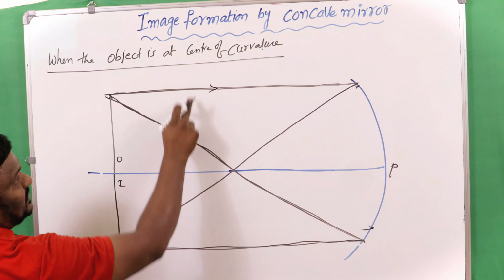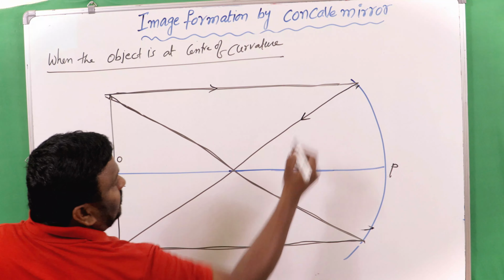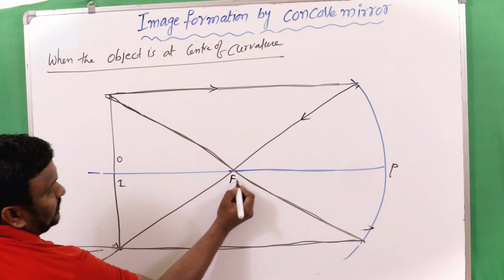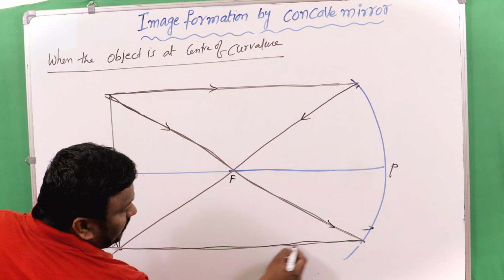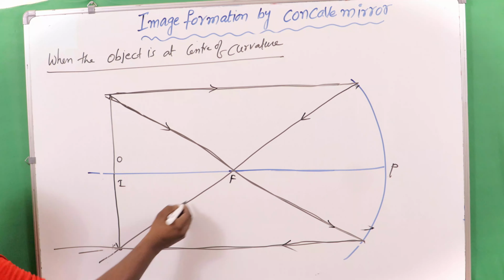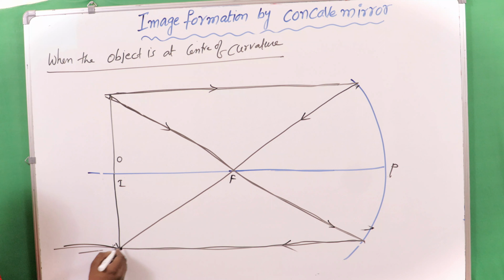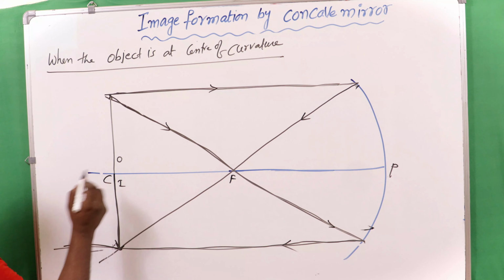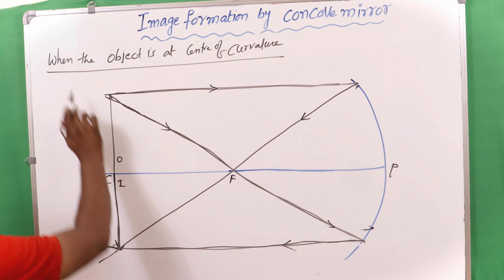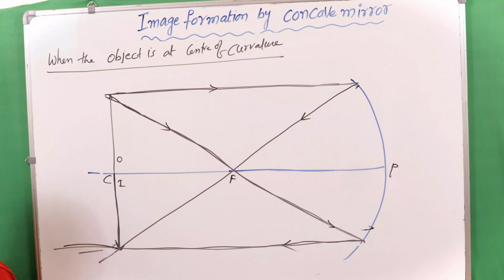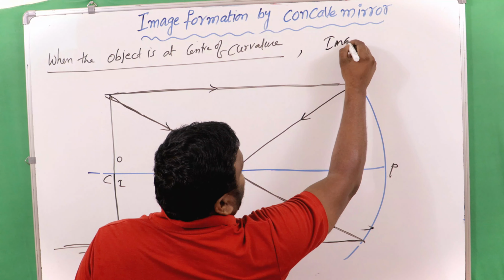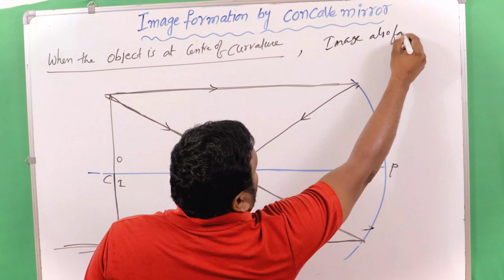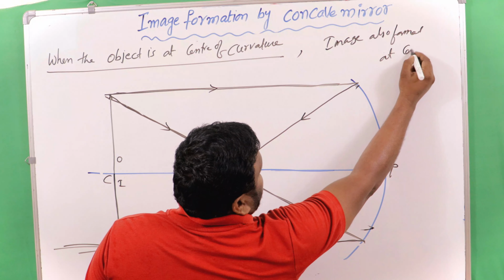This ray is parallel to the principal axis. After reflection, it is passing through the focus. This is the focus point. And the second ray is passing through the focus, and after reflection it is parallel to the principal axis. Here these two rays meet. So now this is the image. So here this is the center of curvature. Look here now, when the object is at the center of curvature, then the image is also formed at the center of curvature.